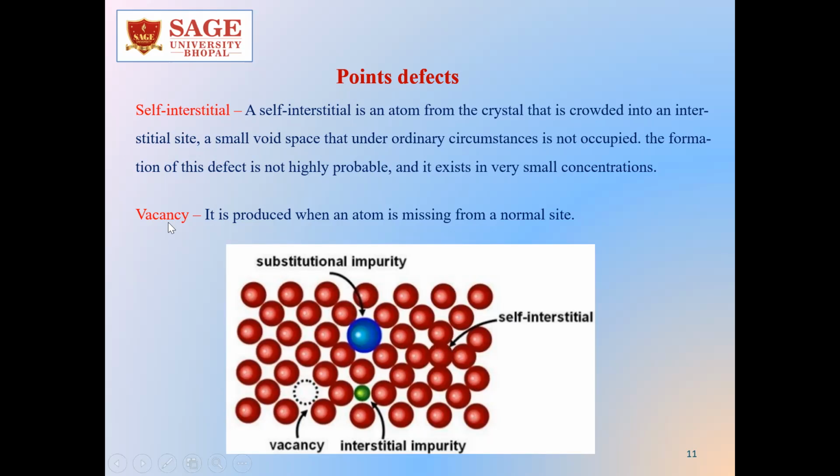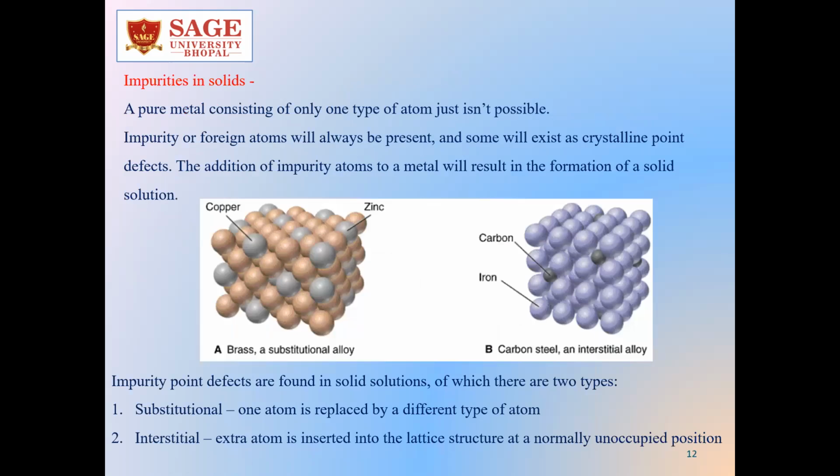Next one is vacancy. What is vacancy? It is produced when an atom is missing from a normal site. See, ideally here should have been an atom, but that is missing. So that kind of defect is known as vacancy.